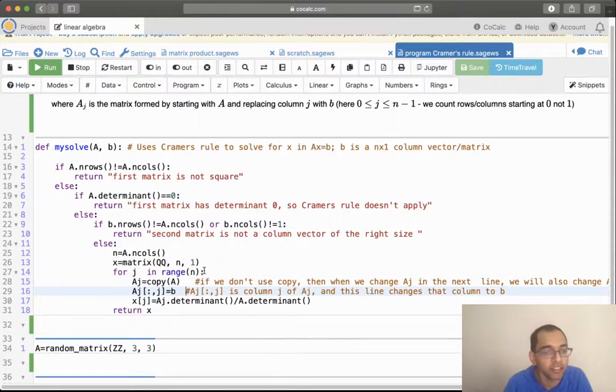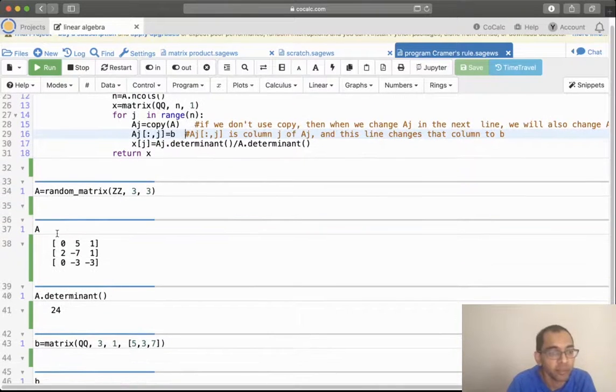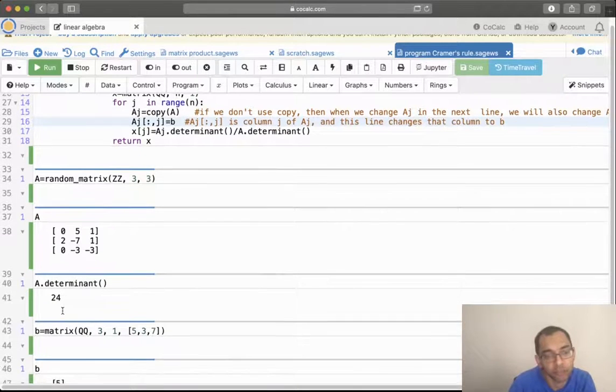Okay, and let's check it out. So I compute a random matrix, a 3 by 3 random matrix. I allowed the coefficients to be in Z. I could have also put Q. And when I ran it, this is the matrix it came up with. Sometimes it gives a matrix of determinant 0, but this time it gave a matrix of non-zero determinant.